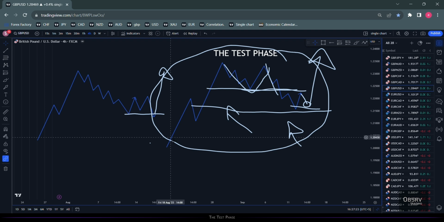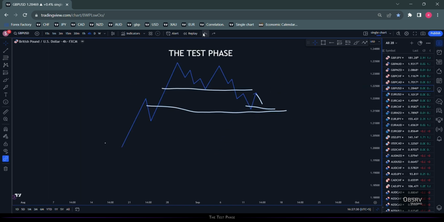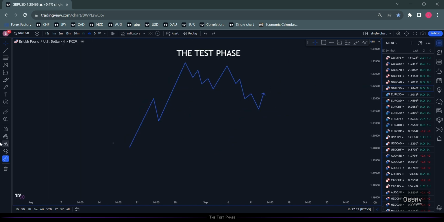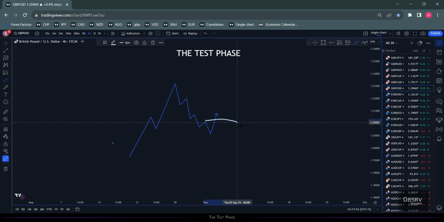Now, another variation of the test phase is going to be something like this, where we discussed yesterday that the price is going higher and then we're coming down and down and we come to a point of interest and we put in a higher high. We're coming down in a lower high, lower low sequence, we're pulling back, and then we go through. Instead of challenging it, we go through it.